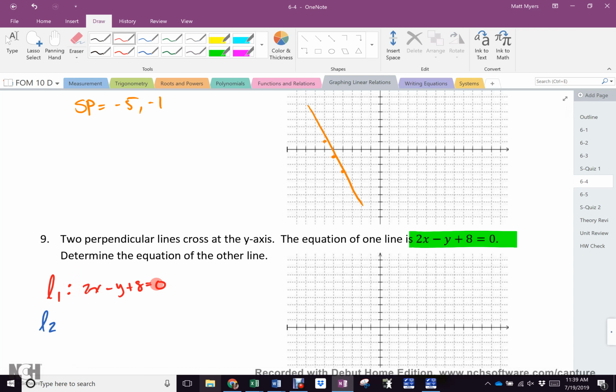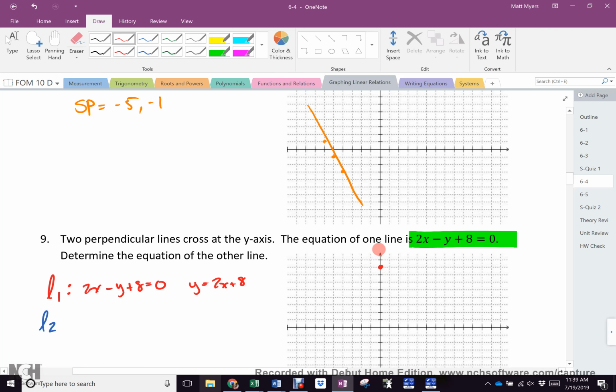Isolate y, which means what would have to happen? Just move the y. Doesn't y equal 2x plus 8? Does, doesn't it? Okay, so could I graph that right now? I could, couldn't I? Where would I go? Positive 8. 1, 2, 3, 4, 5, 6, 7, 8. And I would have a slope of what? 2.